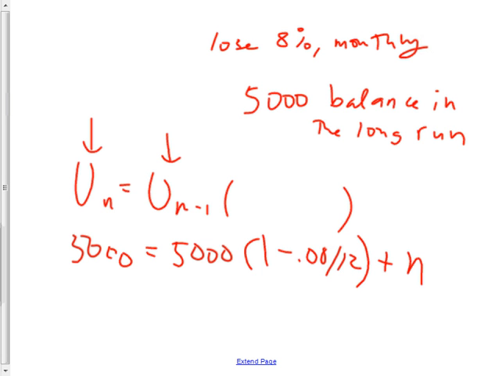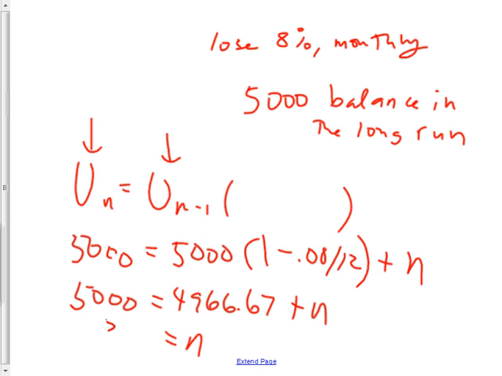So I did, this one comes out to 4966.67. So it's 5,000 equals 4966.67 plus n. Then I subtract that from both sides, so I have 5,000 minus the previous answer, and I get $33.33. So there's your grand total that you should put in every month in order to maintain a $5,000 balance given that situation. And that's all I got for you.